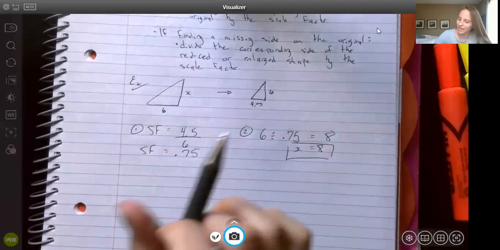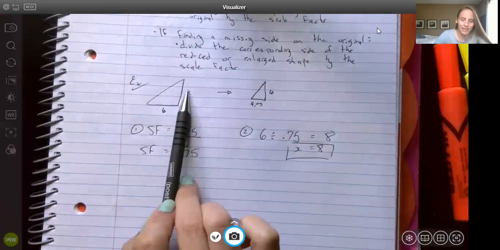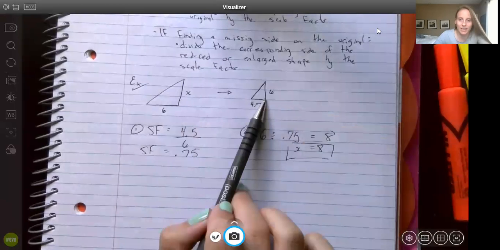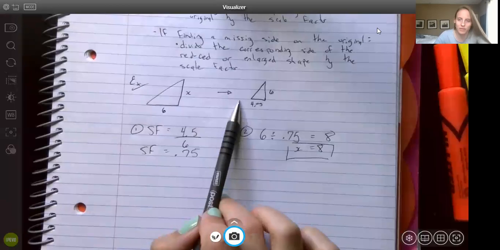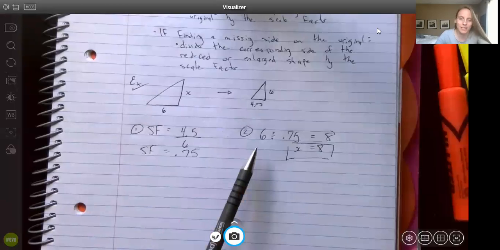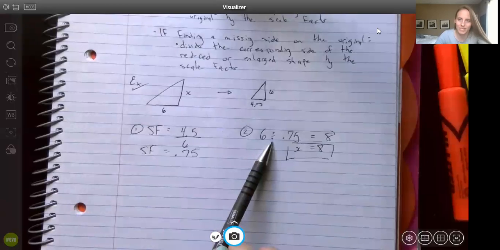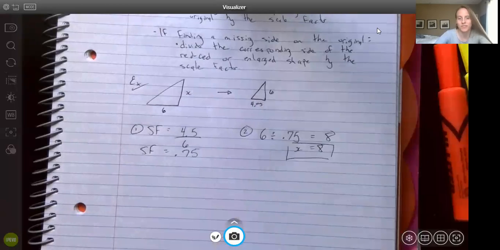Okay. If I had known the side length of my original and was looking for the side length on my new shape, whether it's a reduced or enlarged shape, I would multiply by the scale factor instead of dividing. But because I'm working backwards, I have to divide instead. Okay, so that is how we find a missing side length using scale factor. Again, you can use this method or the one that we used in the last lesson where we cross multiply and divide using a proportion. Whichever one of those you prefer, you can always use either one when you're finding a missing side length.